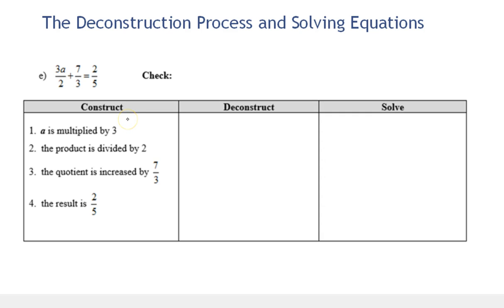Okay, so a is multiplied by 3. So we're going to put our notes here. The product is divided by 2. The quotient is increased by 7 thirds. And the result is 2/5. So let's reverse this process. So I'm going to start with 2/5. And I'm going to decrease by 7 thirds.